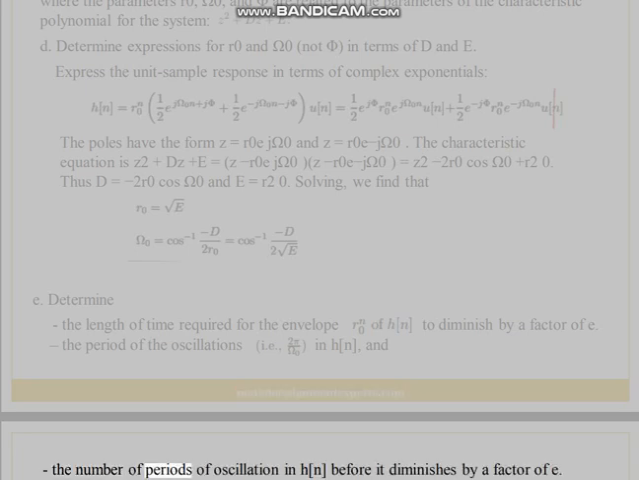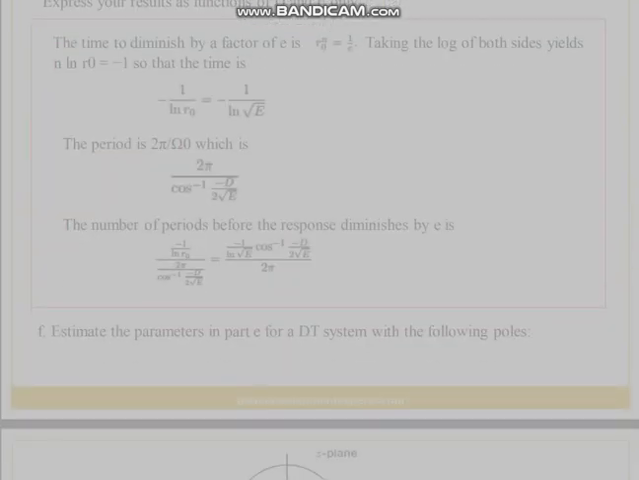The number of periods of oscillation in h[n] before it diminishes by a factor of e. Express your results as functions of d and e only. The time to diminish by a factor of e is found by taking the log of both sides, which yields n ln R0 equals -1, so that the time is n = -1/ln R0. The period is 2 pi / omega 0, which is the number of periods before the response diminishes by e is.